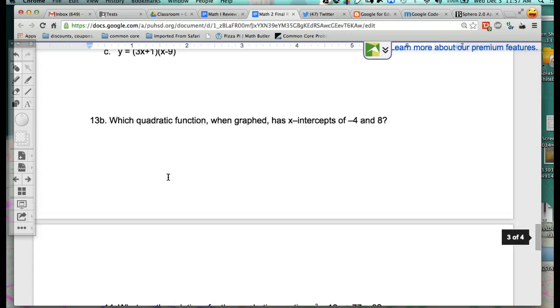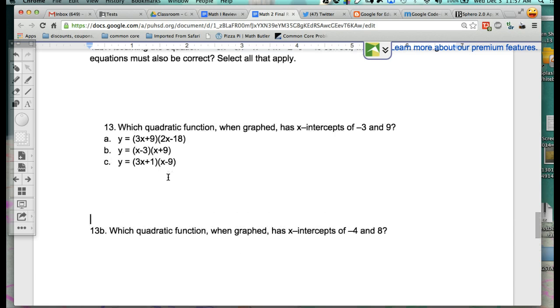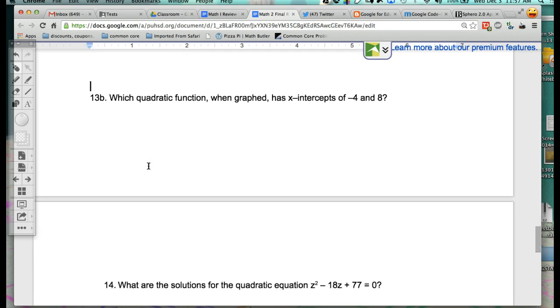There you go. Which quadratic function, when graphed, has x-intercepts of -4 and 8? So right here, what you gotta do is you gotta do the opposite. It's the exact same question as question number 13, but what did I do for 13? I went ahead and gave you multiple choice options A, B, and C. Number 13B, you have to create your own question. Okay? All right, ready? Go.